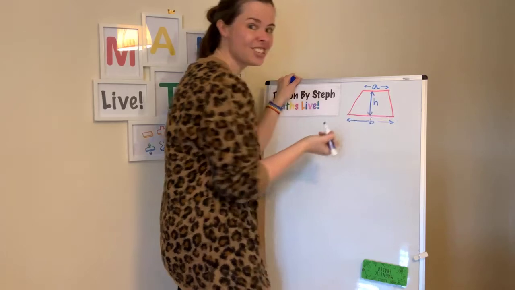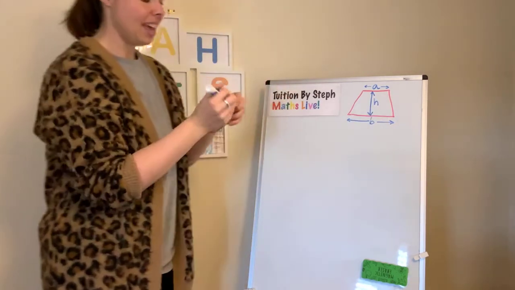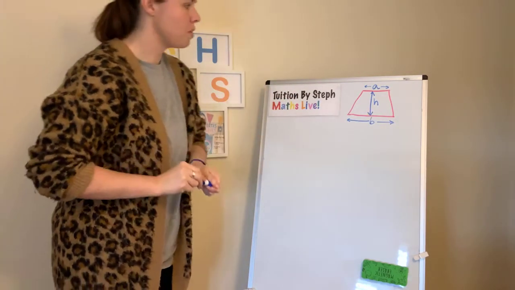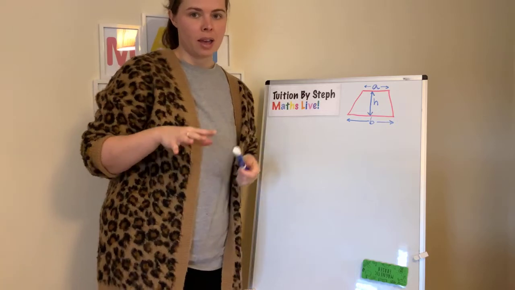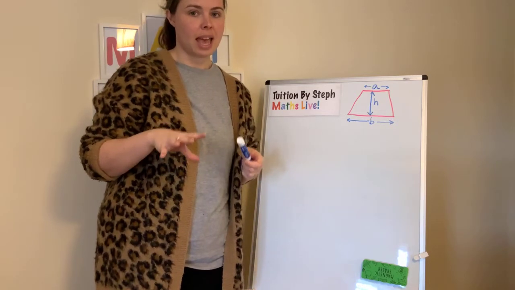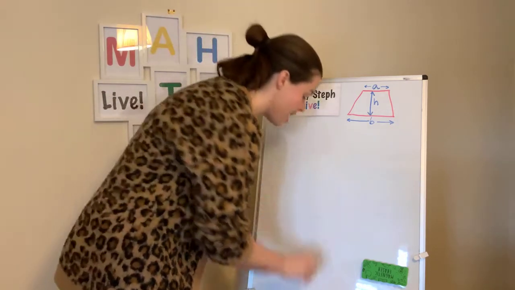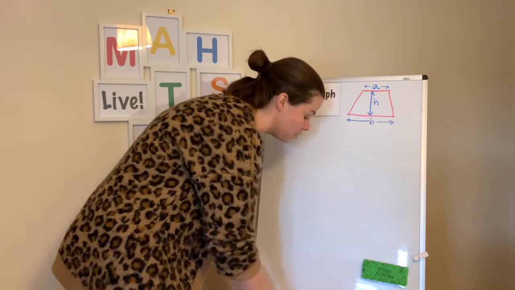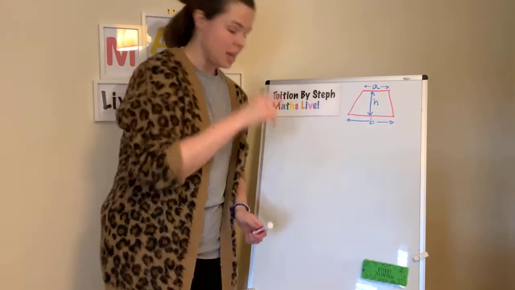So we call that H. Okay, and that's it. So those are the parts that we've got to really think about carefully when finding the area of a trapezium. And this is the formula that you need for that.